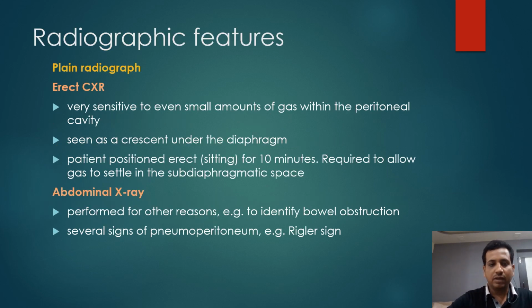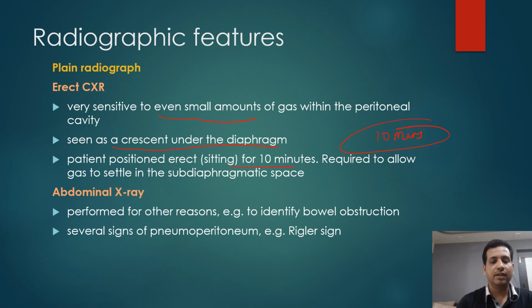So moving on to the plain radiograph, like the erect chest X-ray, it is sensitive even for small amounts, and we can see a crescent under the diaphragm because of the air under the diaphragm. And the most important precaution we have to take while performing it is we should position the patient erect for at least 10 minutes. Okay. If we directly take the erect chest radiograph, then we may not be able to detect the air under the diaphragm. If you give at least 10 minutes, then the air will slowly settle in the subdiaphragmatic space and it can be identified.